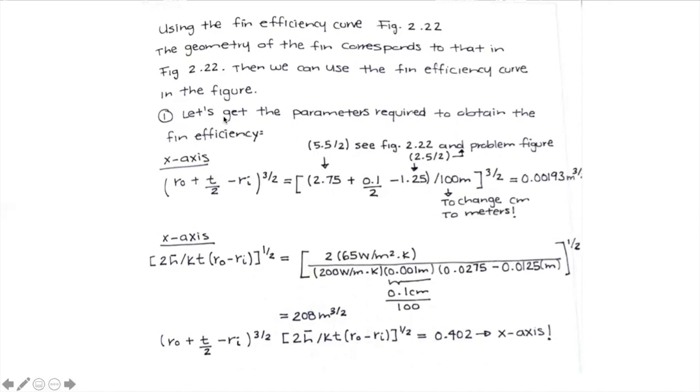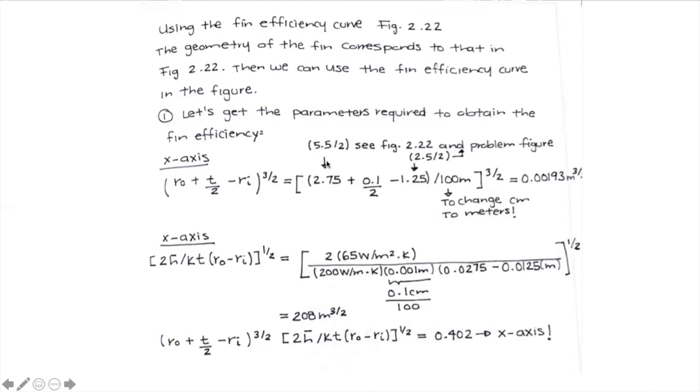So we are going to calculate the value of the x-axis, like I already explained. We need to know the value of the x-axis and which curve we are going to read. So the x-axis is defined by r naught plus t over 2 minus ri, to the 3 over 2.